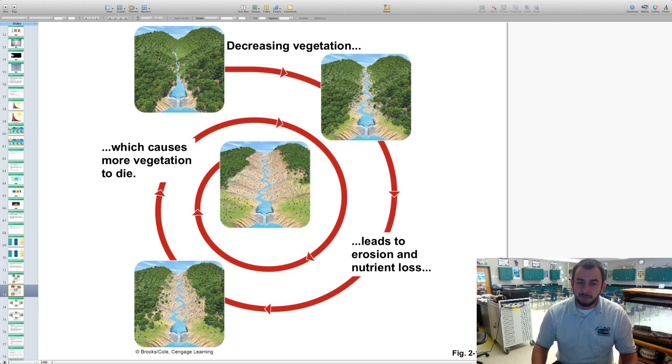Now, the whole word positive and negative is easy to get confused on, so don't get thrown off by that. The positive feedback loop in this case is a negative thing overall because of the loss of habitat. So I don't want you to think of positive as in good. Positive means going in one direction, negative means going in the opposite direction. So don't get those two things confused.